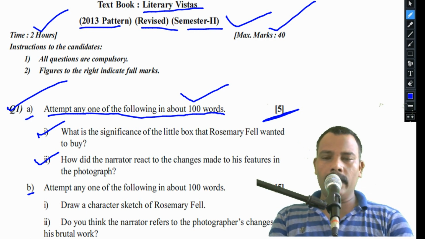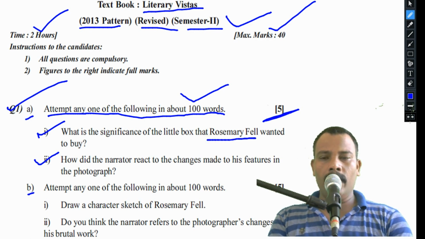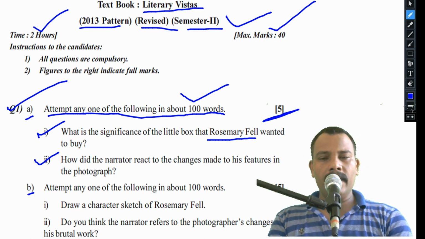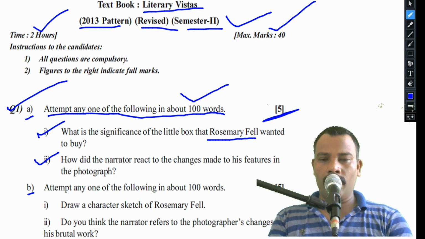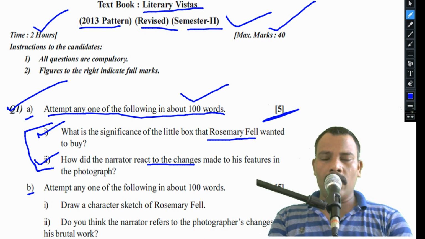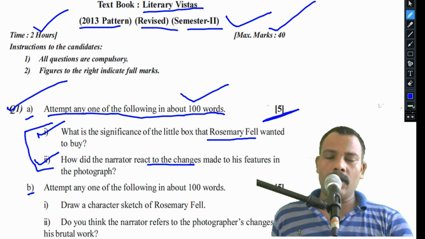I am going to read the questions. What is the significance of the little box that Rosemary Fell wanted to buy? This is the first question. And second, how did the narrator react to changes made in his features in the photograph? These are the 2 questions in question number 1A. You write the answer of 1. These questions are based on the prose section.